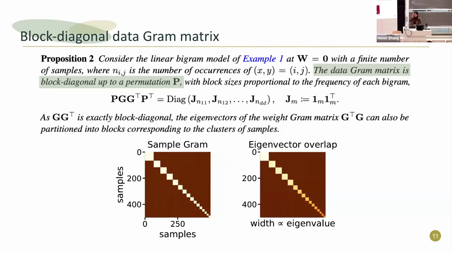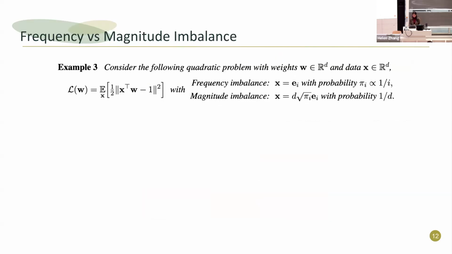And so in the previous example that I told you, you can actually compute this exactly: up to some permutation, the data gram matrix is block diagonal. And this corresponds to the gradient direction also being block diagonal. The large gradient direction corresponds to the most frequent example. So we want to see, first of all, is this true in a language model or neural network in general? And second of all, if this is true, what does this mean for the optimizers?